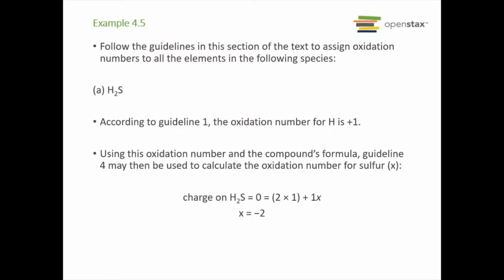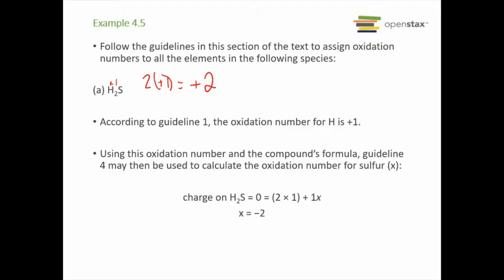So let's figure out the oxidation numbers of some elements in some species. This first one is H2S. Looking at this, we have hydrogen bonded to a nonmetal, so that means hydrogen has an oxidation state of +1. And I have 2 of them, so that's a total of +2 from the hydrogens.